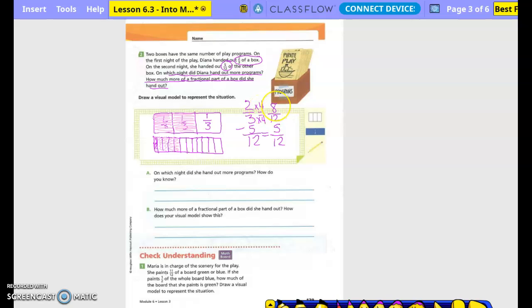So 2 times 4 is 8. Okay, and then does that still work for us? 8/12 minus 5/12. Is 8/12 still larger than 5/12? Yes. So 8/12 minus 5/12 is 3/12. Now does that match up to me from where we quit coloring on the second box to where we finished coloring on the top box? Is there 3/12 difference in there? Yes, there is. Okay. So on which night did she hand out more programs? The first night or the second night? Okay. The first night.